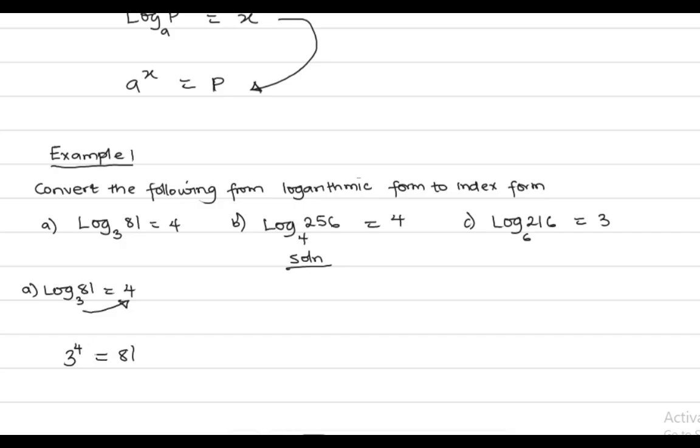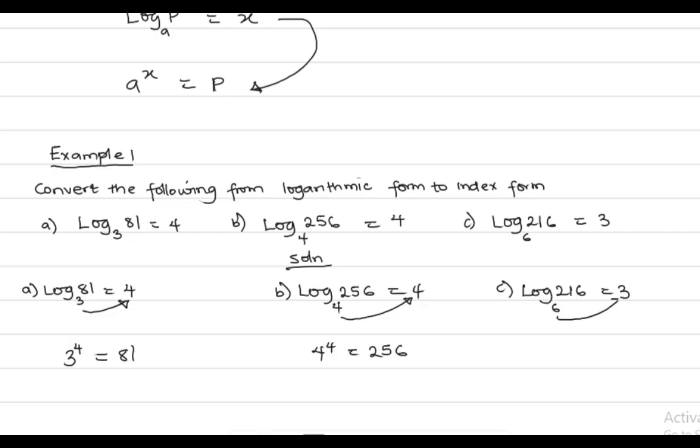That goes for the b likewise. For the b, we have log 256 to base 4 equal to 4. Simply, the base comes to carry this 4 as its index. So that is 4 raised to power 4 is equal to 256. You can take that to the c likewise. We have log 216 base 6 being equal to 3. And so we'll have 6 raised to power 3 is equal to 216. So quite an easy one.